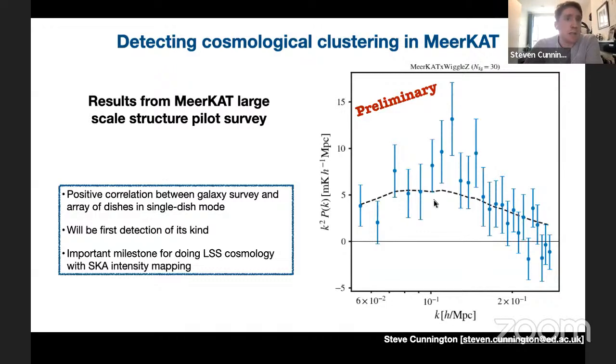It's worth reminding everyone that this is for intensity maps that have been constructed using this single dish intensity mapping technique, where we have a multi-dish array, but using it in single dish mode. So in that respect, it's sort of a first detection of its kind. As I say here at the bottom, it's really an important milestone for SKA cosmology, SKA science goals, because it will really be relying on this single dish intensity mapping technique to achieve its large scale structure science goals. So it's an important test to pass. So it's looking encouraging.